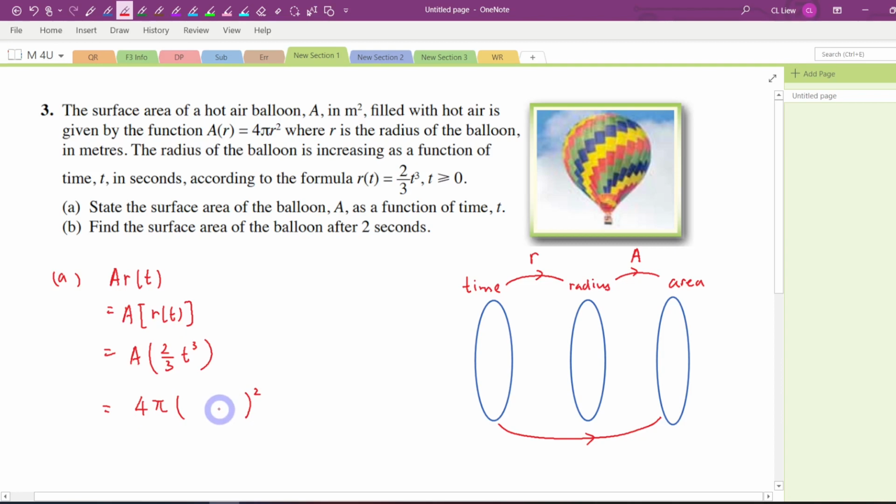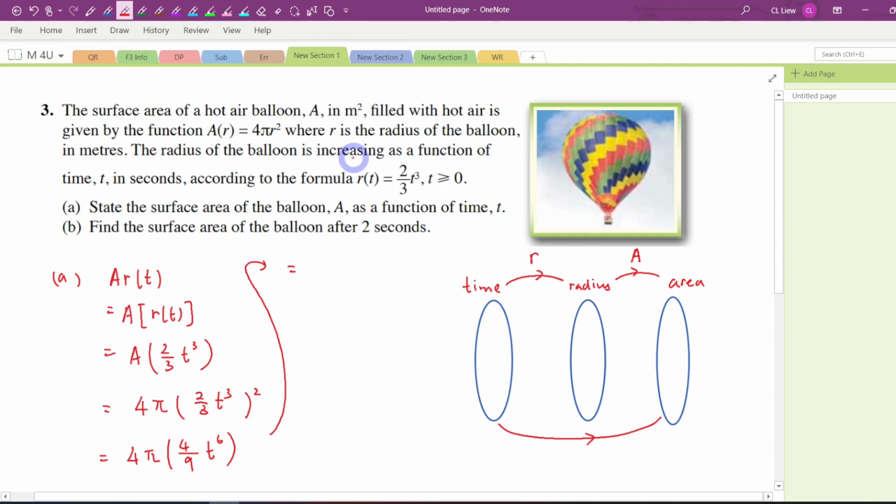So what should I write here? It depends on what I see here. So now this inside the parenthesis is 2 over 3 times t power 3, right? So this is a new input for this function. So I should write this whole thing inside the parenthesis here. So this is 2 over 3 times t power 3. Okay, so now just square it. So here you will get 4, 2 squared you get 4, 3 squared you will get 9, and then here will become 6.